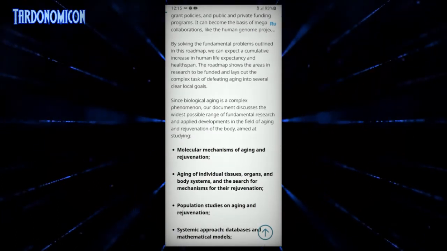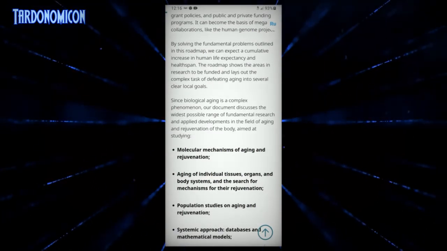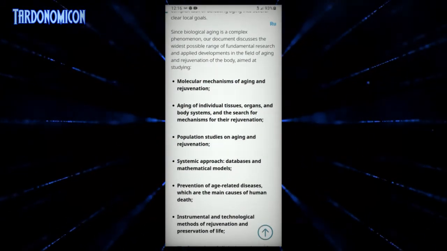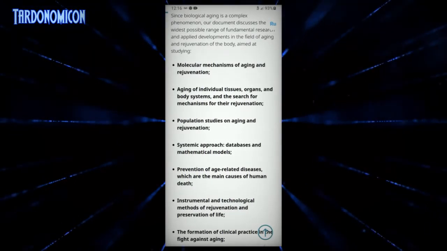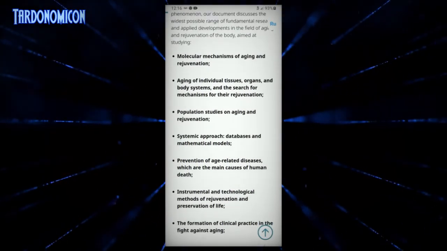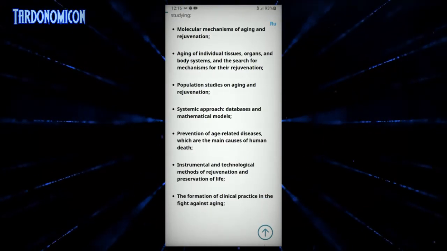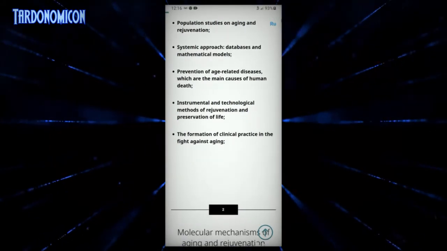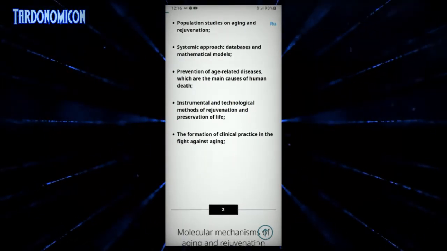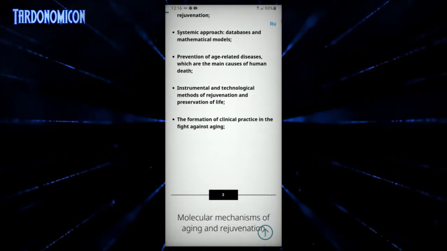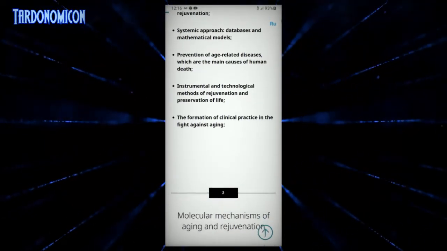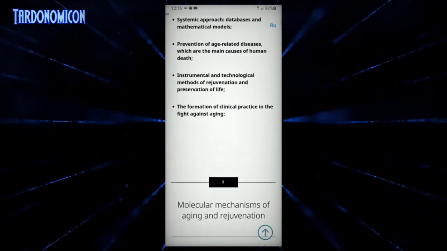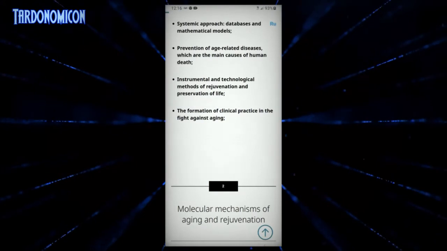health span. The roadmap shows the areas of research, okay? Molecular mechanisms of aging and rejuvenation, aging of individual tissues, organs, and body systems, and the search for mechanisms for their rejuvenation, population studies on aging and rejuvenation, systemic approach databases and mathematical models, prevention of age-related diseases, which are the main cause of human death, instrumental and technological methods of rejuvenation and preservation of life, the formation of clinical practice in the fight against aging, meaning getting this stuff into doctors' offices.